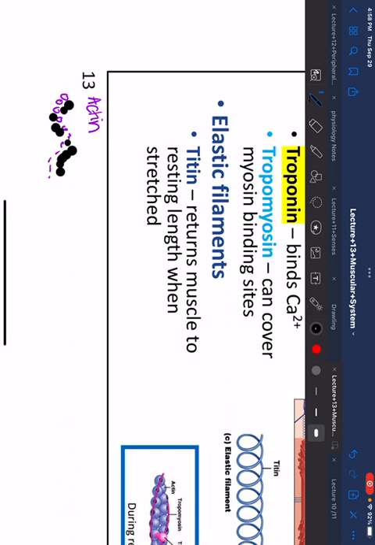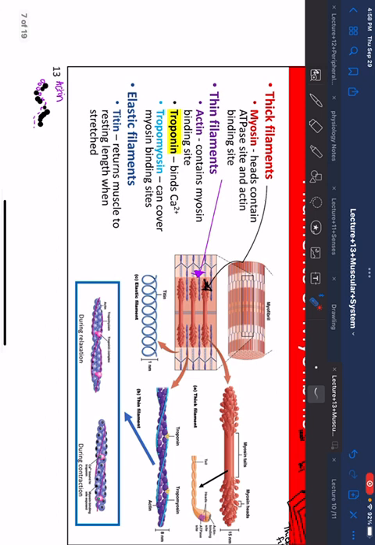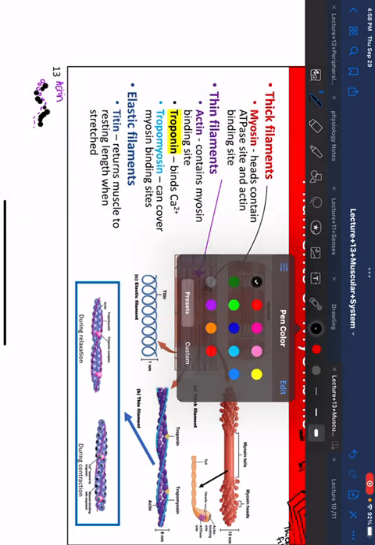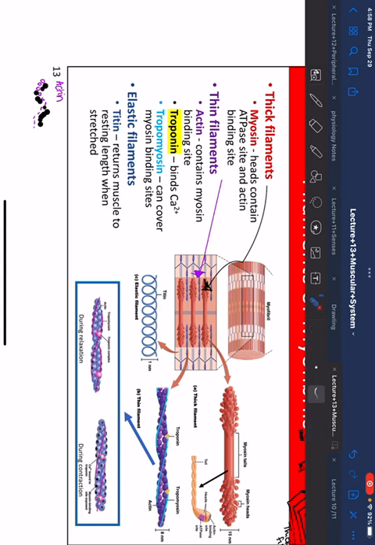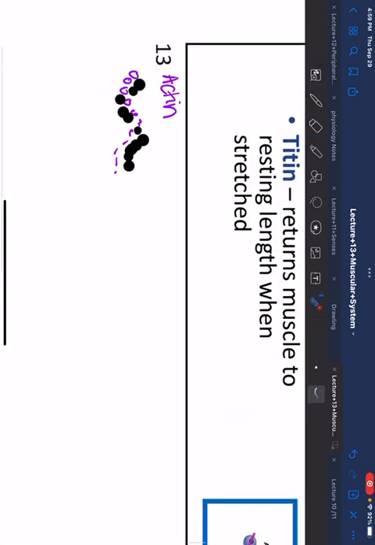Another thing that makes up the thin filament is troponin. Troponin is in yellow. And you'll see later on it will bind the calcium ion. And troponin is attached to a cable-like protein known as tropomyosin. So troponin is bound to tropomyosin. And the job of the tropomyosin is to cover these binding sites for myosin at certain times.